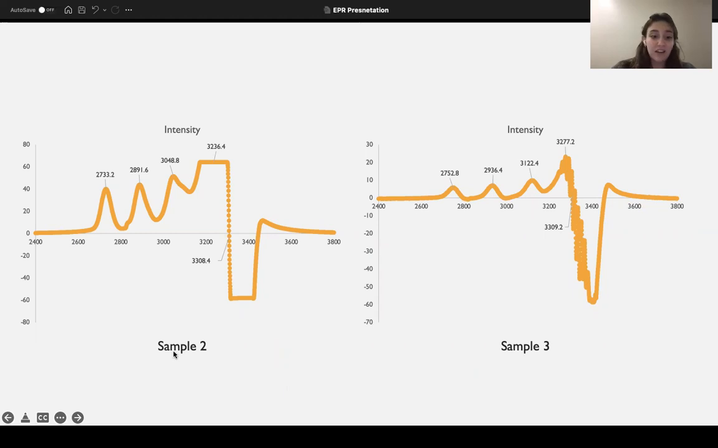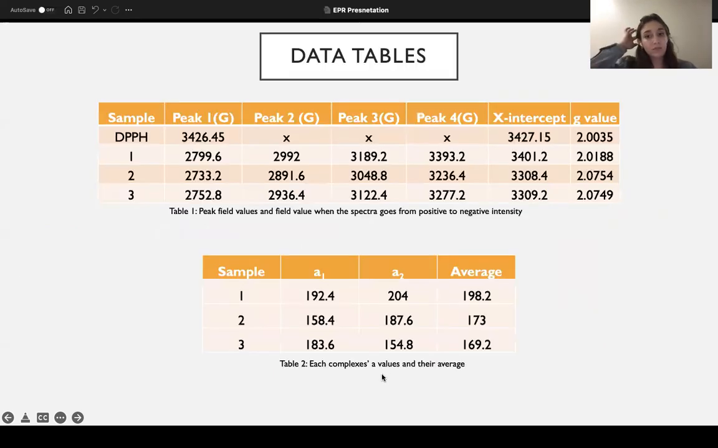Next, sample 2 is on the left and sample 3 is on the right, with all of their peaks marked and their x-intercept also marked. And here's a table of the peaks and the g values. We will talk about the meaning of these later. And the A values are reported on the bottom.